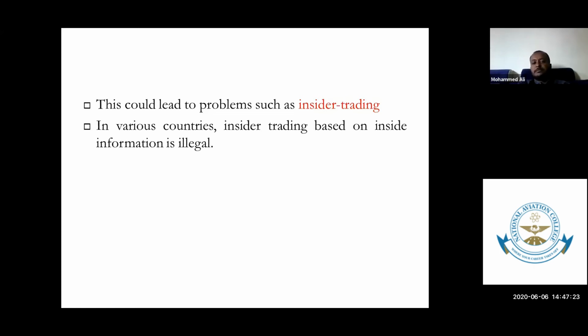Insider trading means using insider information for personal purposes, or using insider information in order to maximize personal interest or personal gain. Insider information means information accessed due to fiduciary responsibility by management. Management can access insider information due to its activities.